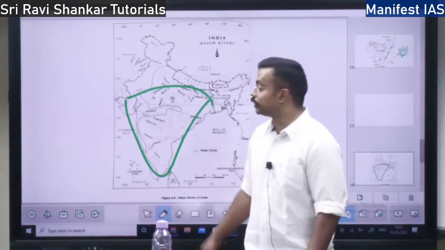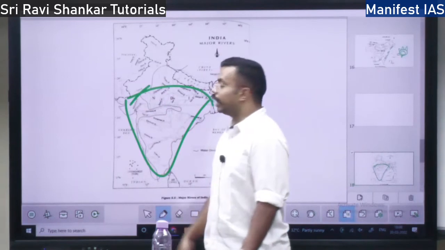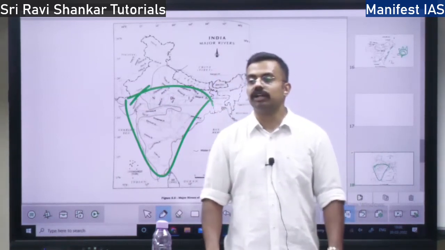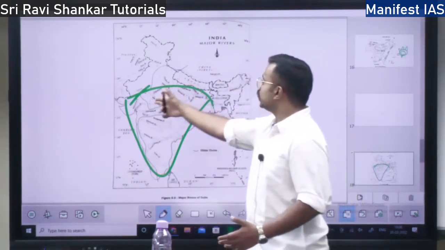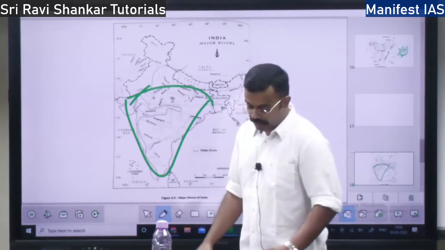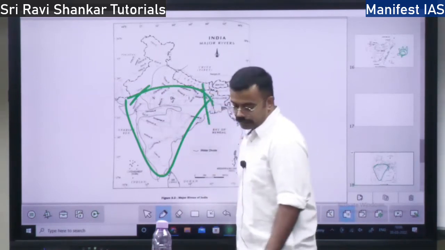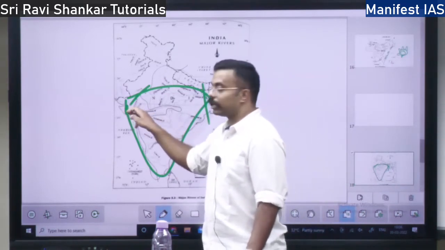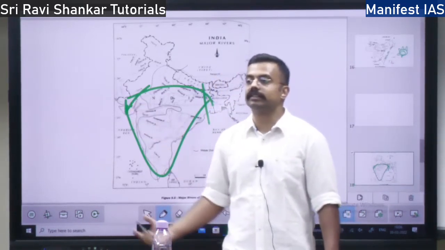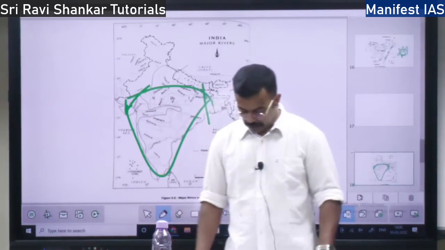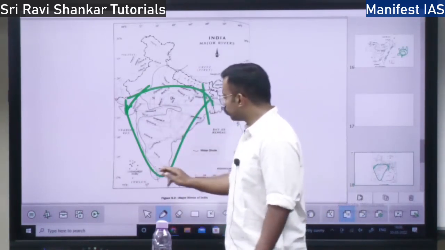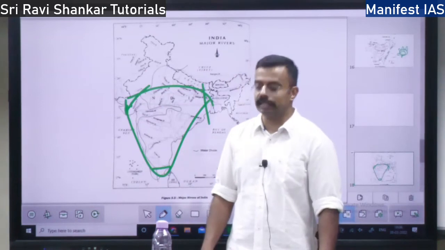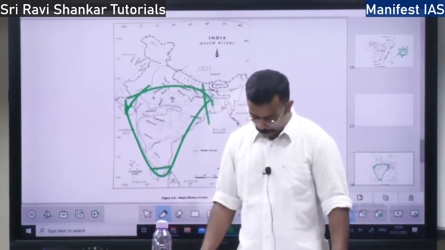In the northwest, the boundary is made up of the Aravalli Range and Delhi Ridge. And to the east, you have the Rajmahal Hills. And to the west, you have the Gir Forest, the Gir National Park, where lions are there. Then towards the south, you have the Cardamom Hills in Kerala.